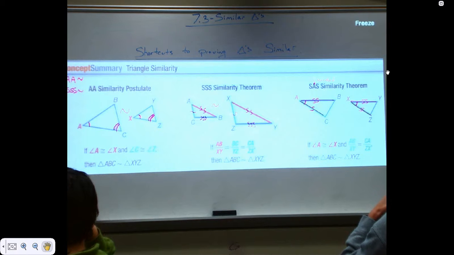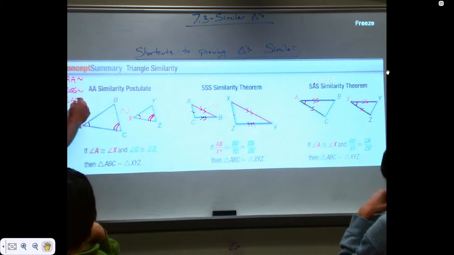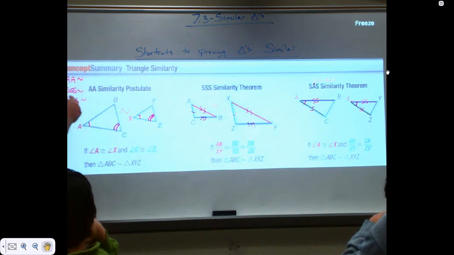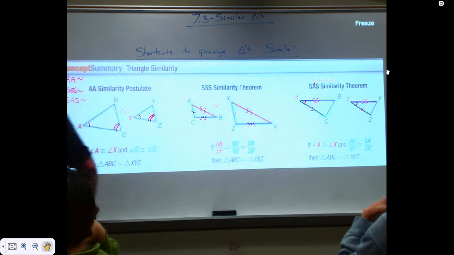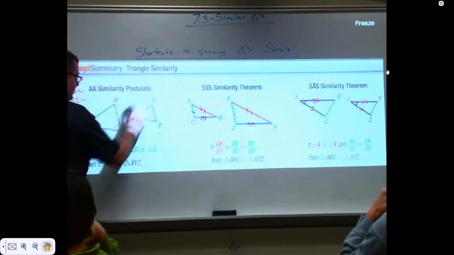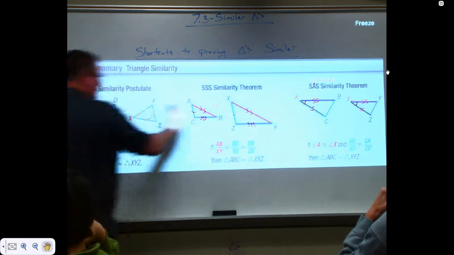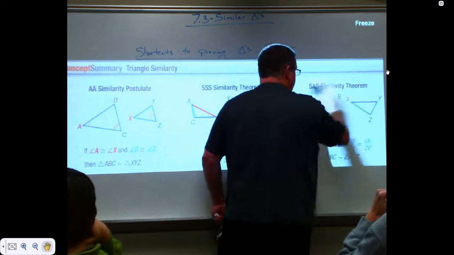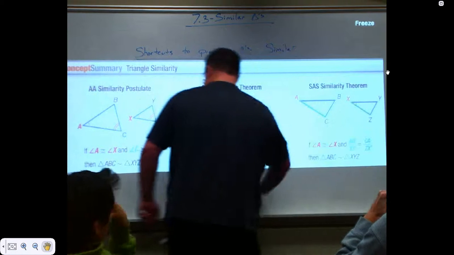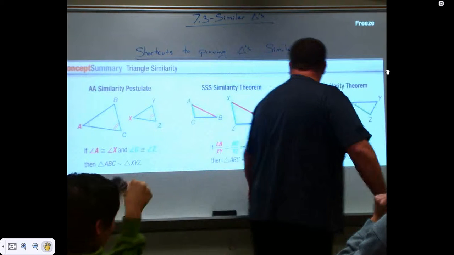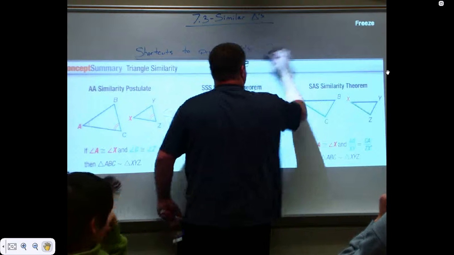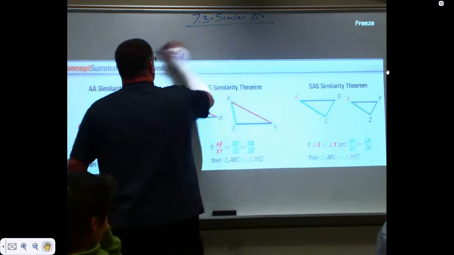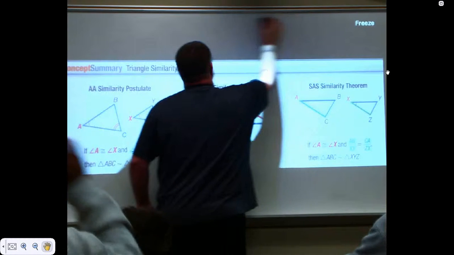So let's try to apply some of this, okay? So we have 3 of them. Angle similarity, side similarity, side angle side similarity. Okay, we need to put the similarity sign after it. When they ask why, you'll say by angle similarity, you need to put that similarity sign. Okay? Let's get our red books out. Let's work on some problems.